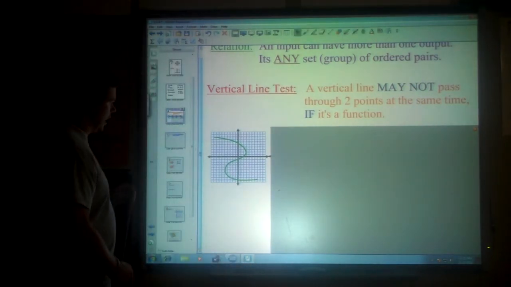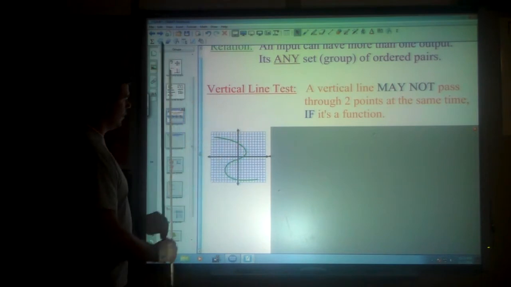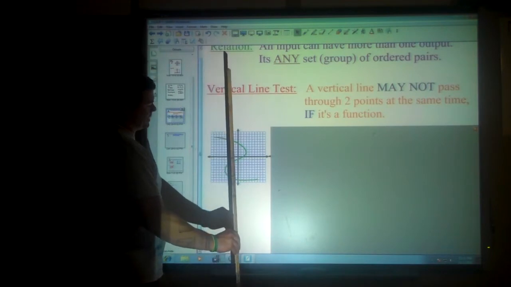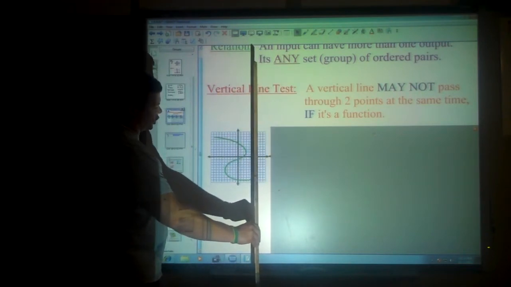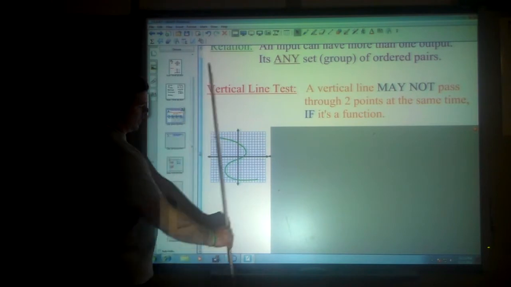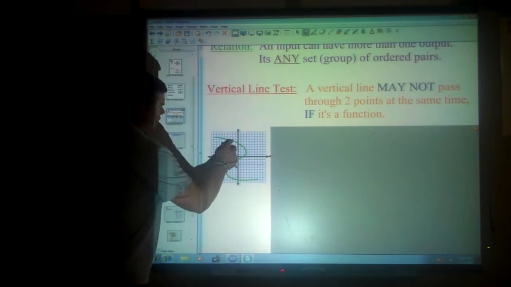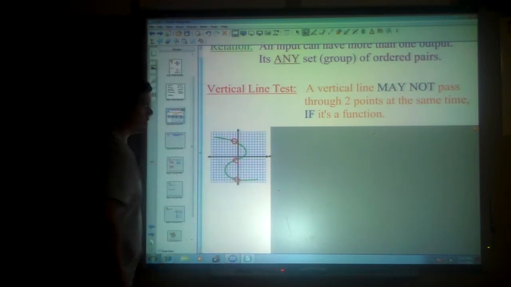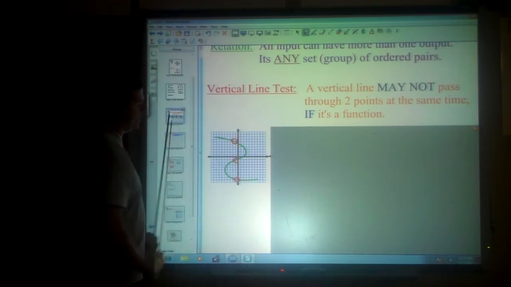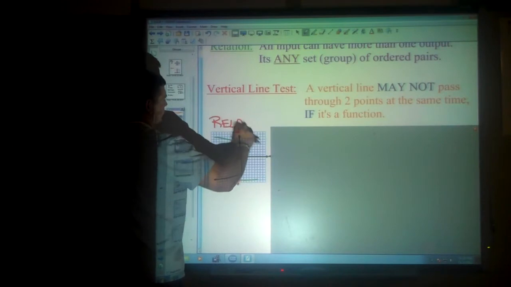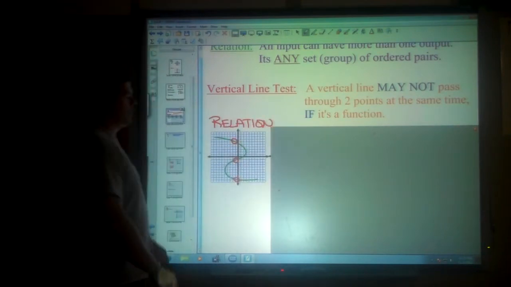I'll pull out a bigger vertical line, this meter stick. If I hold the meter stick here, it's okay right here. It's touching the green line in only one spot. But if I keep going, bzzz, because if I hold the vertical line here, it actually touches the green line in 3 locations. It'll end up touching there, and there, and there. See? Bzzz. That is not a function. So this would be a relation. If we can't call it a function, then we'll call it a relation.